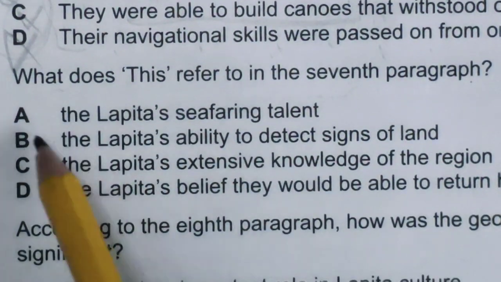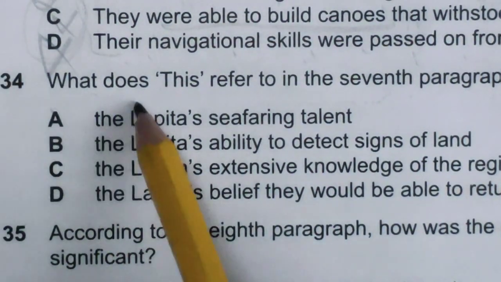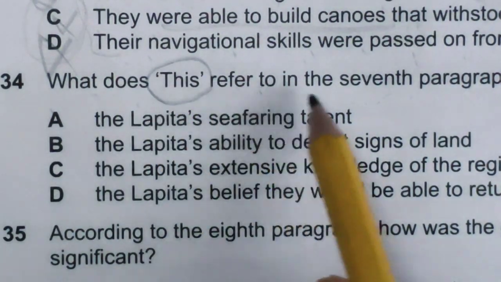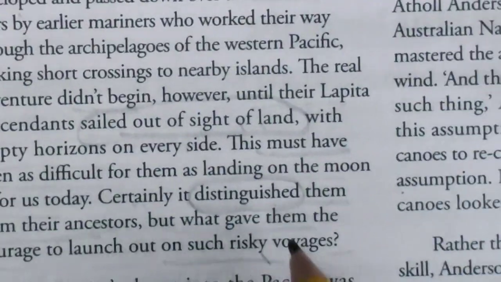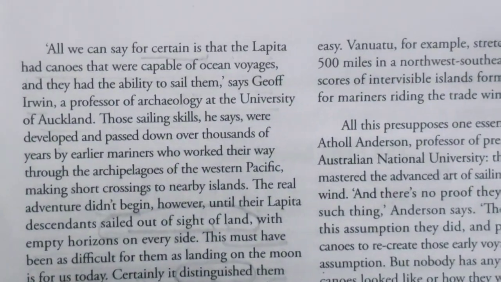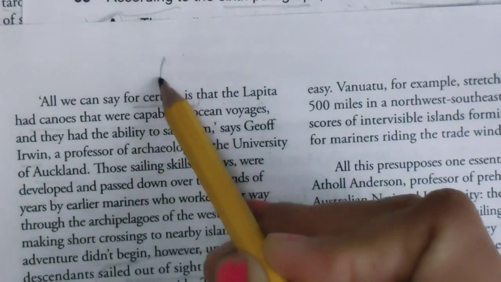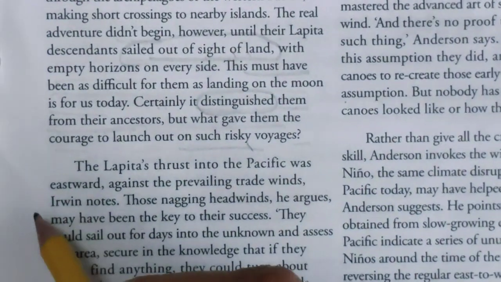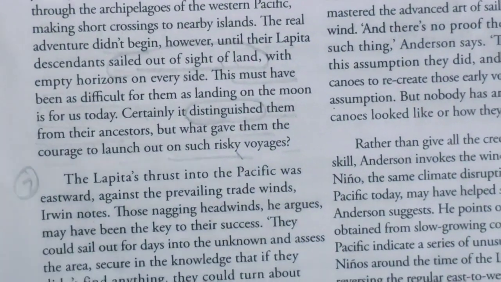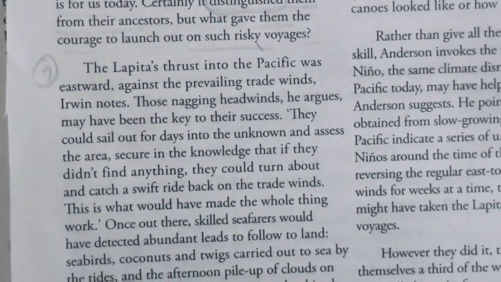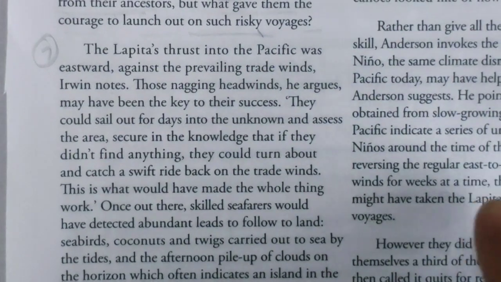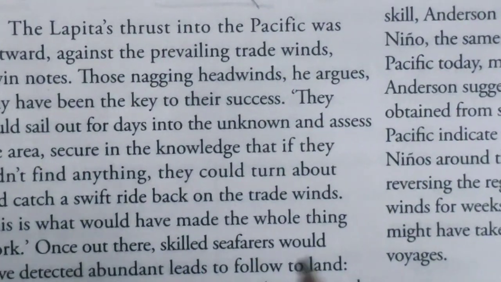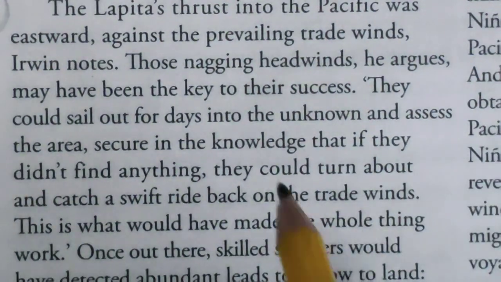Now the 34th question. What does this refer to? This refers to the seventh paragraph. Let's go to the seventh paragraph. Just a minute. This we have done, this is the sixth paragraph, and now this is the seventh paragraph. You can mark it there to make it convenient for yourself to read.